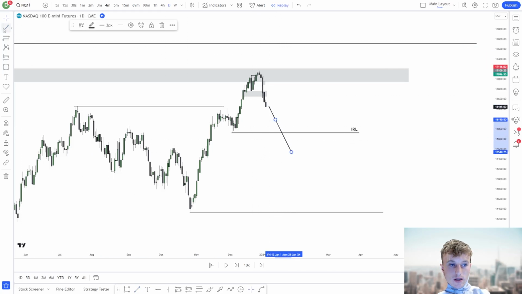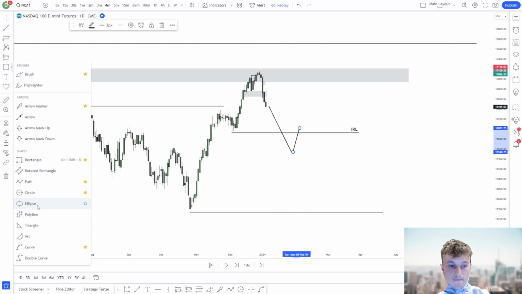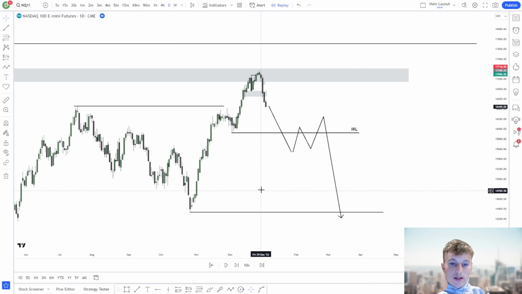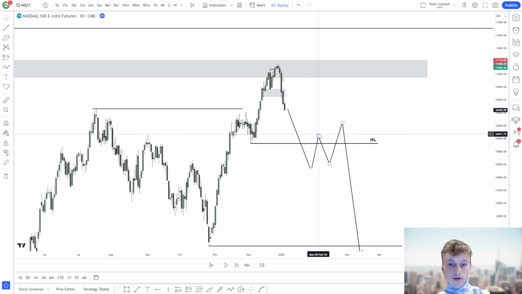Let's see. The only way we'd be able to hit this is if we create some new internal range liquidity. Let me use the path tool. All right, and then we take it out, and then we could go here. Okay, so if we were to go to this on the daily, we would have to form some sort of new internal range liquidity and then take that out, then go down.